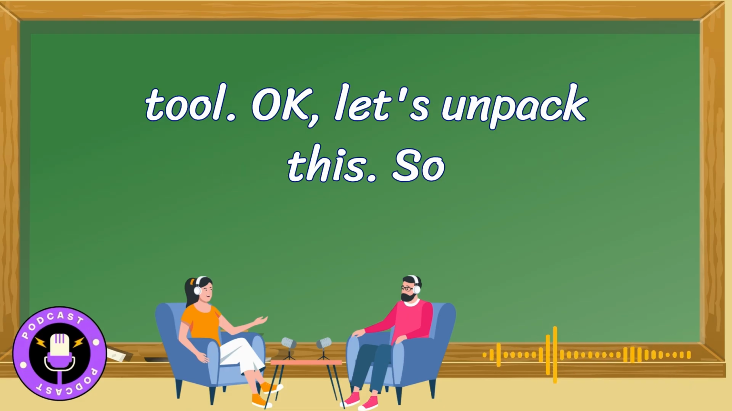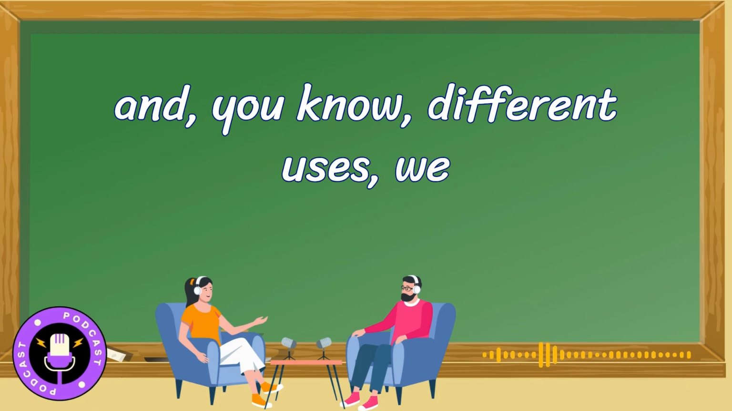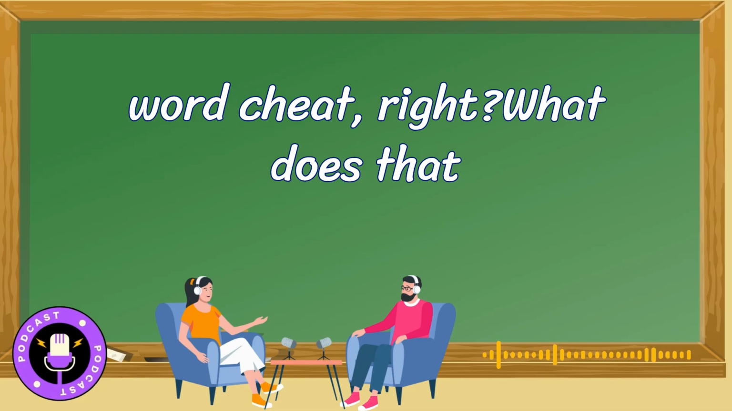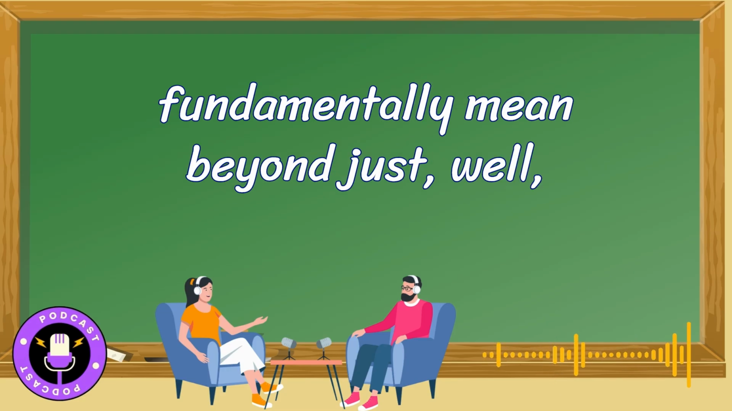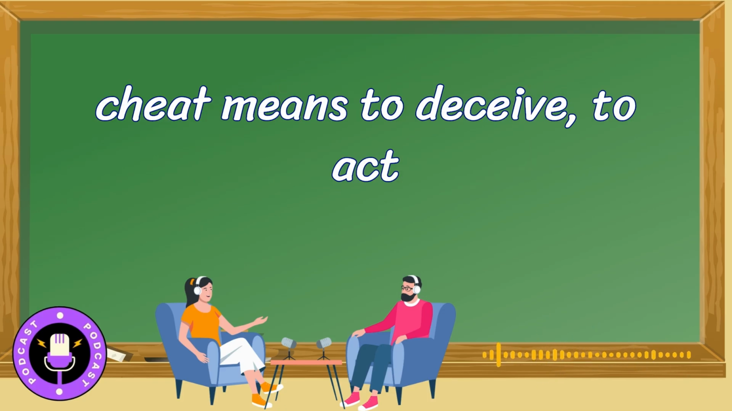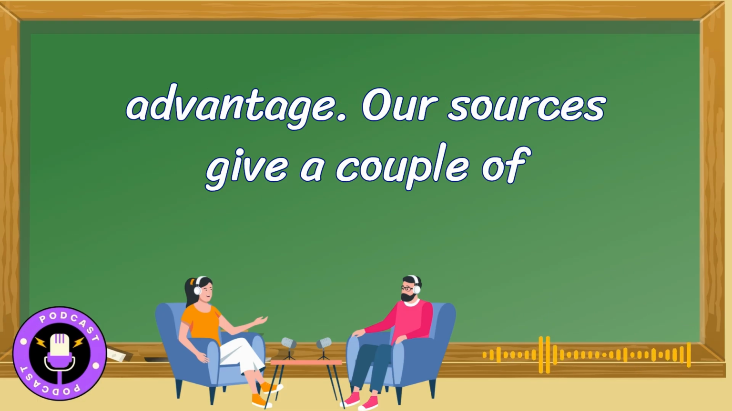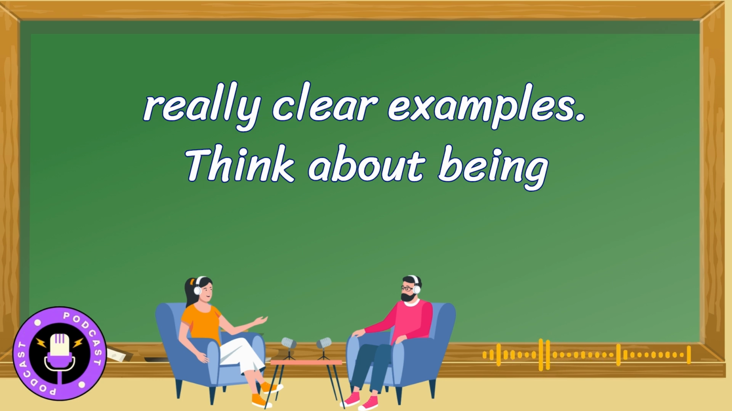Okay, let's unpack this. So, to really get a handle on cheat sheet and its different uses, we probably need to start with the first word, cheat. Right. What does that fundamentally mean beyond just cheating? Well, at its absolute core, to cheat means to deceive, to act dishonestly or unfairly to gain an advantage. Our sources give a couple of really clear examples.